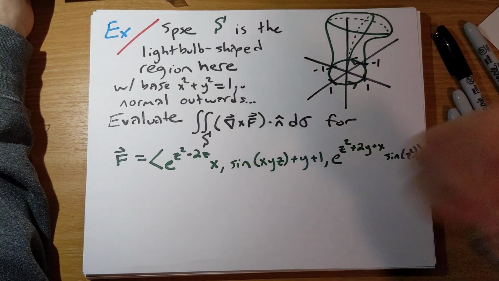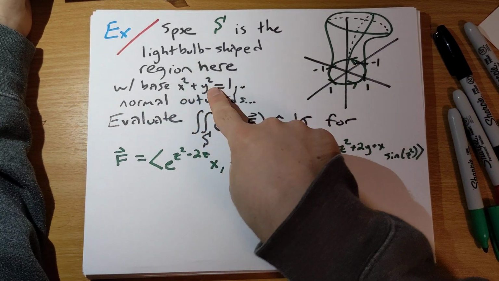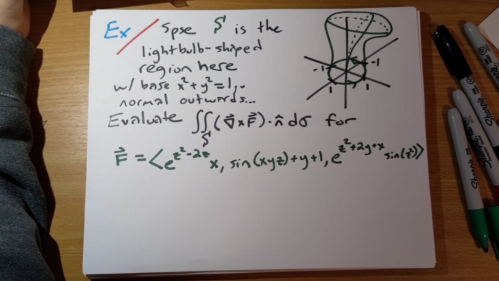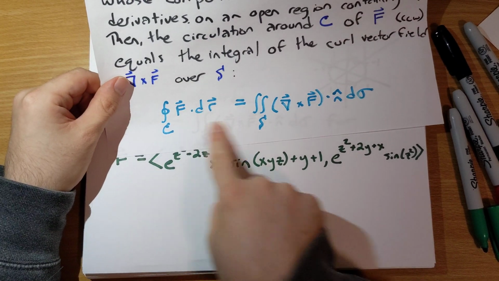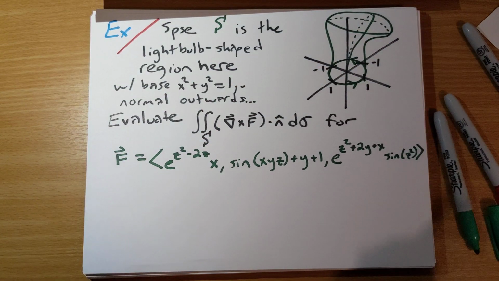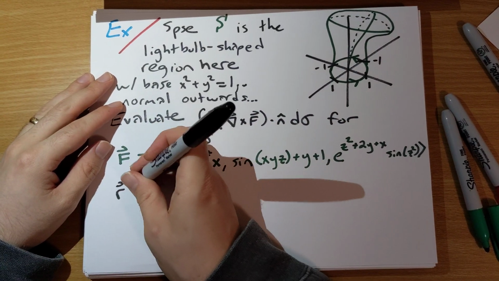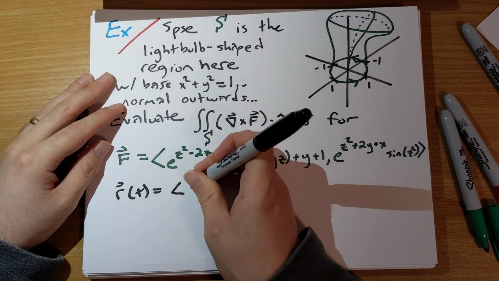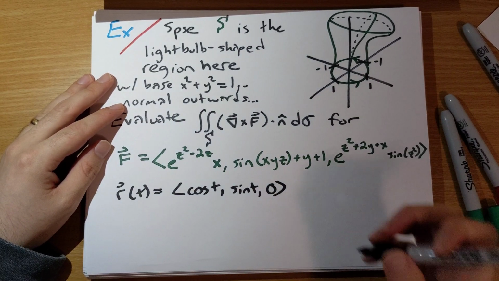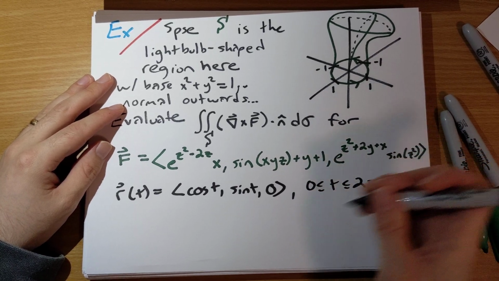The only thing that matters is how it's oriented outwards, and the boundary here is x squared plus y squared equals 1 in the xy plane. So all we have to do is compute this. How do we do that? Well, we need to parameterize the circle in the xy plane. We can do that. r of t is cosine t, sine t, and 0. This is z equals 0 here. t is running between 0 and 2 pi.